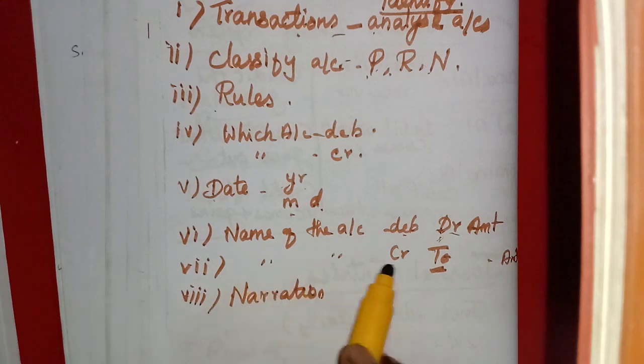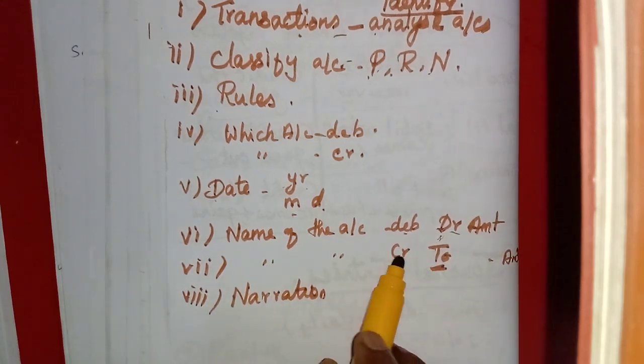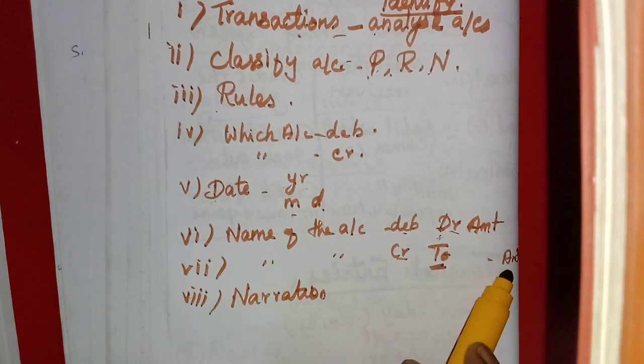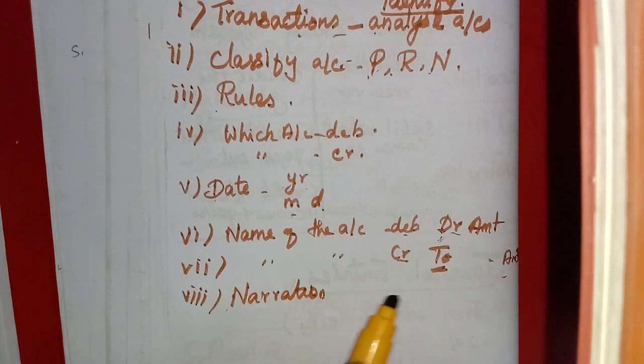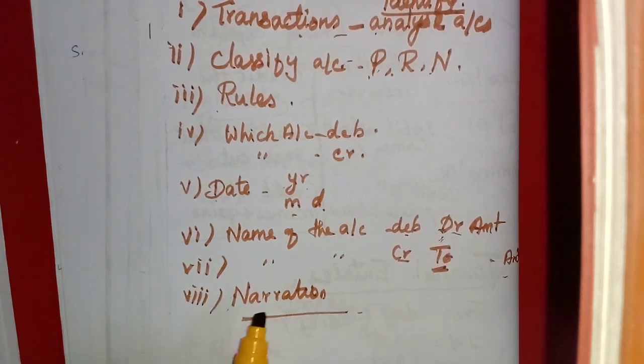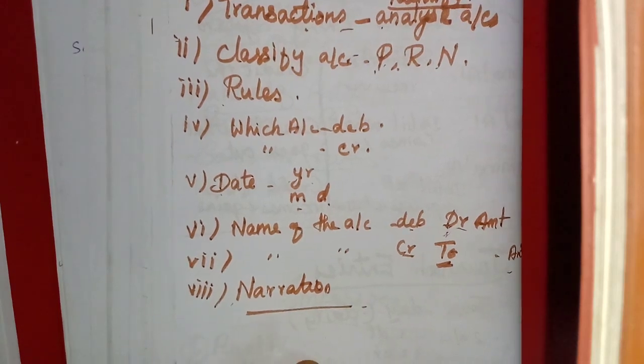The name of the account starts with To. We should not write creditor. The amount will be written in the credit column. Then the narration will be written. Then we have to draw a line only in the particulars column. That is what you have to listen.